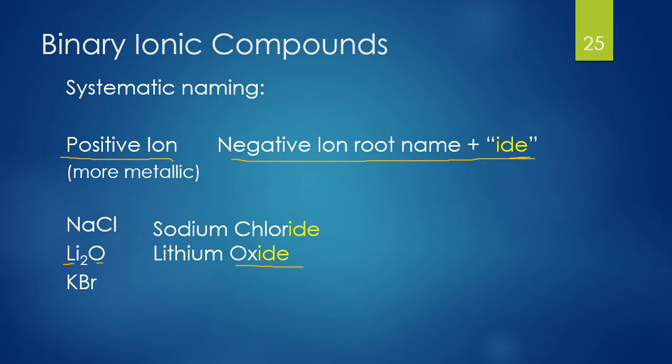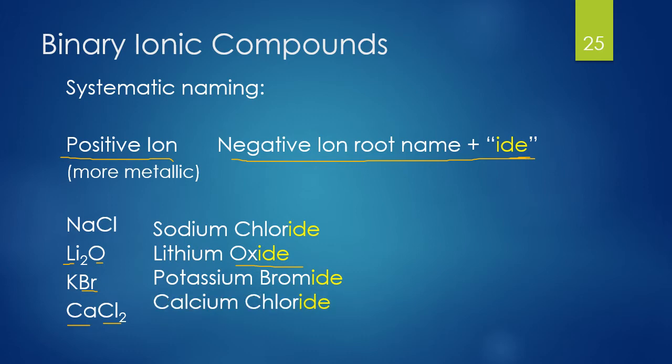KBr, finding K on the periodic table, is potassium. Then we have bromine, which becomes bromide. Last but not least, CaCl2: Ca is calcium, Cl is chlorine, but since it's the second element present, chlorine becomes chloride. Notice there are 2 chlorines, but we didn't say dichloride.